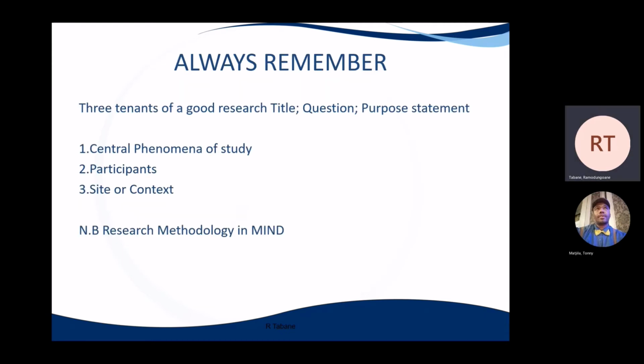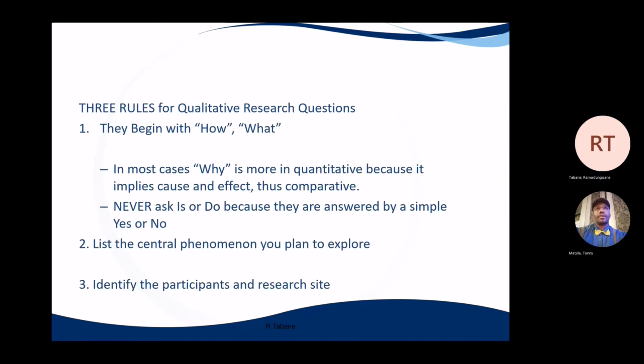Again, 3 tenets. 3 rules for qualitative research. Begin with how and what. Do not say your study is qualitative, and speak about the why. Why is quantitative.